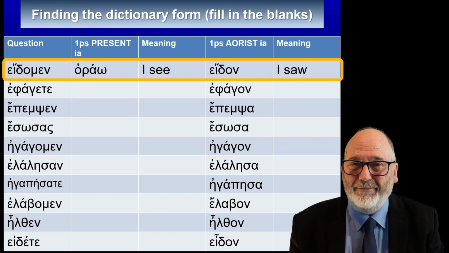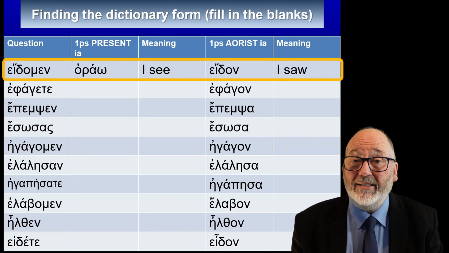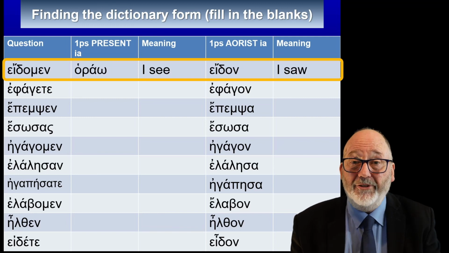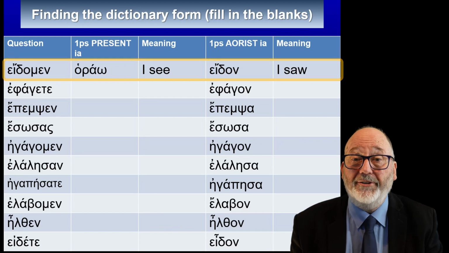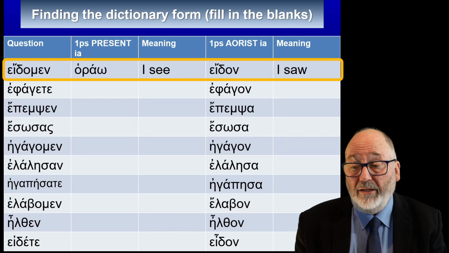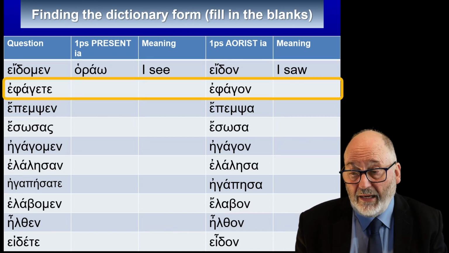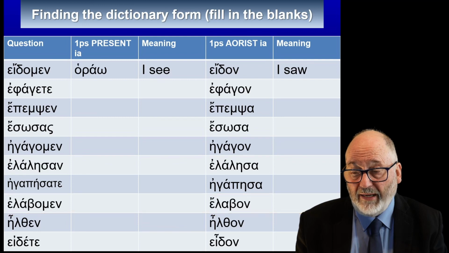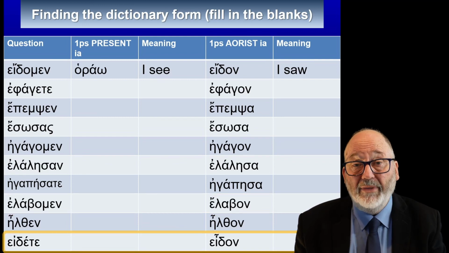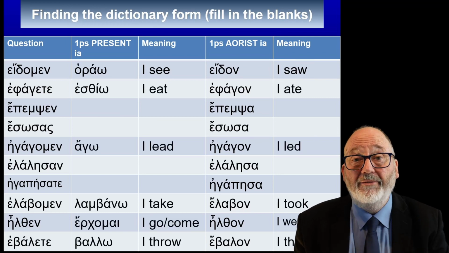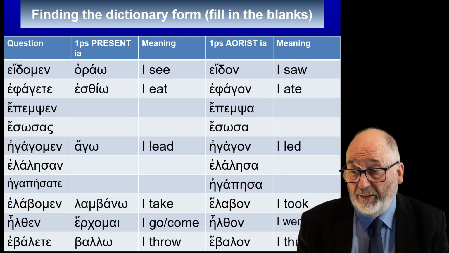So again, we come back to the fact that if you're trying to understand the aorist tenses, even the weak aorist tenses, the first step is to memorize well the aorist forms of the strong aorist. So if I glance down this list, I recognize eidomen, ephageti, agagomen, elabomen, elthon, and eideti as strong aorists. And here they are, all listed in the table.